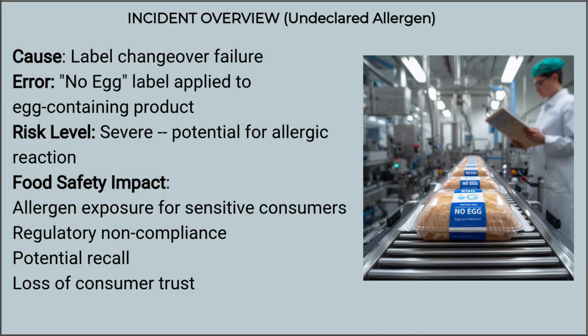In this slide, we're looking at an undeclared allergen incident caused by a label changeover failure. A no egg label was mistakenly applied to a product that actually contained egg. This type of error is extremely serious because it can lead to allergic reactions, regulatory violations, and even product recalls. Incidents like this highlight the importance of strict label verification, proper changeover procedures, and cross-checks between production and quality teams.